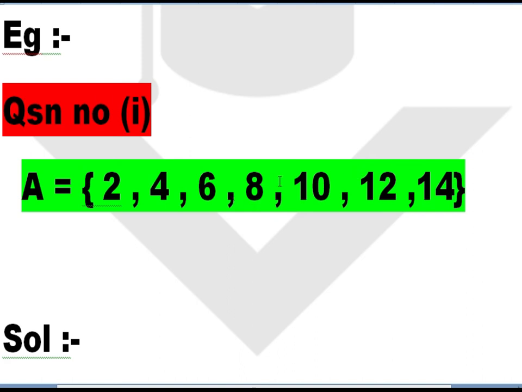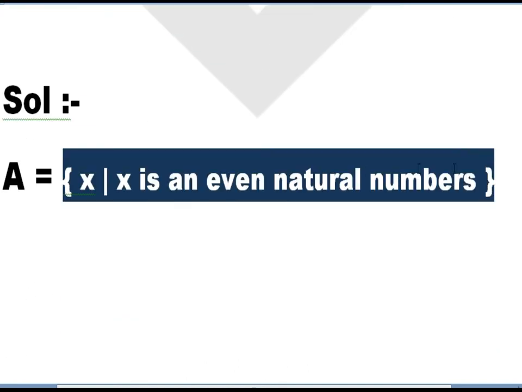Second, what else do you see? These numbers are even numbers also. Even numbers are the numbers which are divisible by 2: 2, 4, 6, 8, 10, 12, 14. These are even numbers, meaning even natural numbers. I got it: set of x such that x is an even natural number. That's it. We got it.